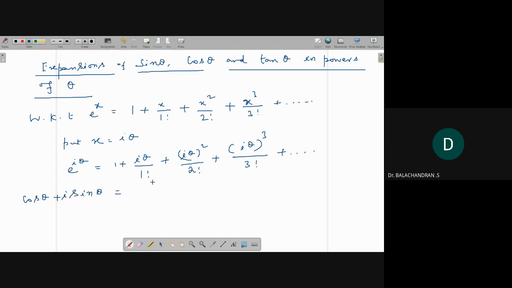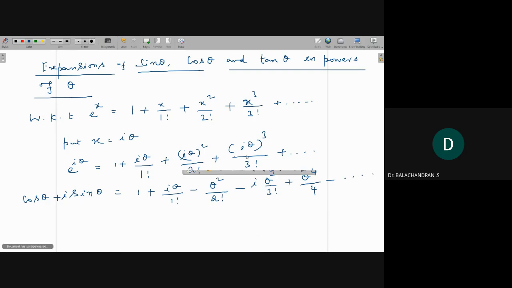So the right hand side you can write as 1 plus i theta divided by 1 factorial. i square is minus 1, so minus theta square by 2 factorial. i cube is minus i, so minus i theta cube by 3 factorial. What is the next term? (i theta) power 4. i power 4 is 1, so theta power 4 by 4 factorial, and so on.